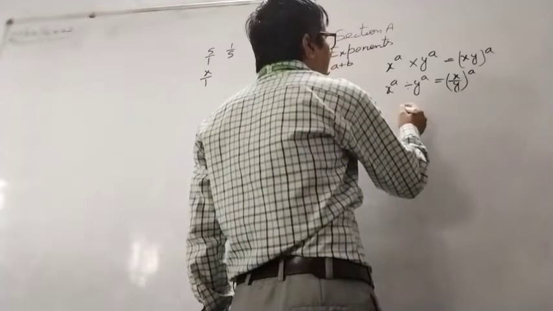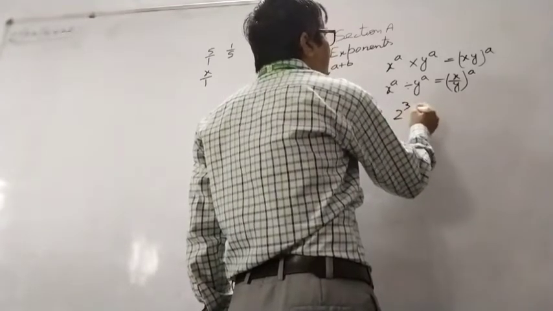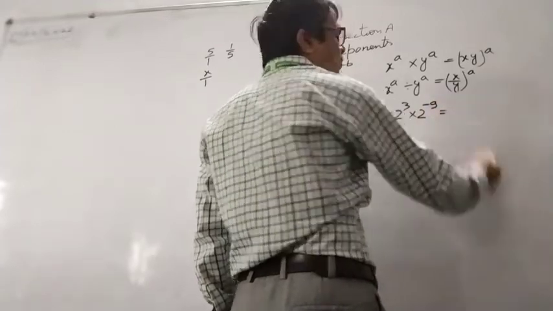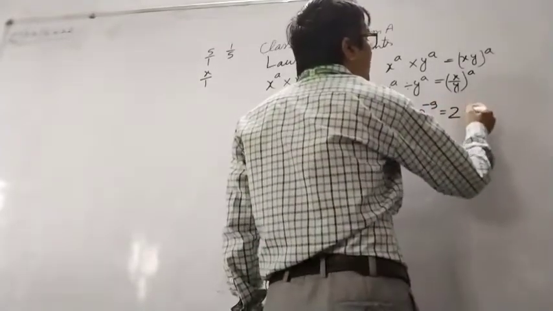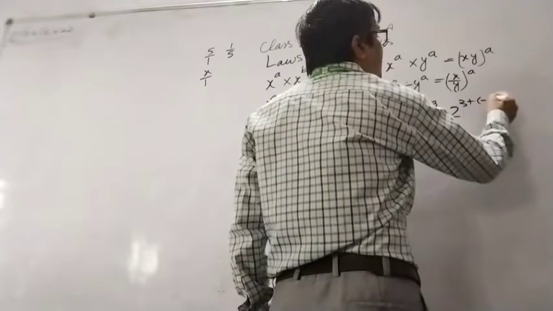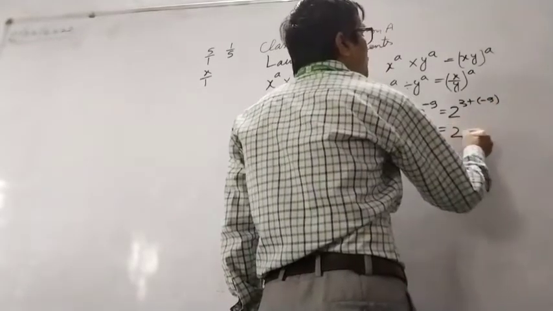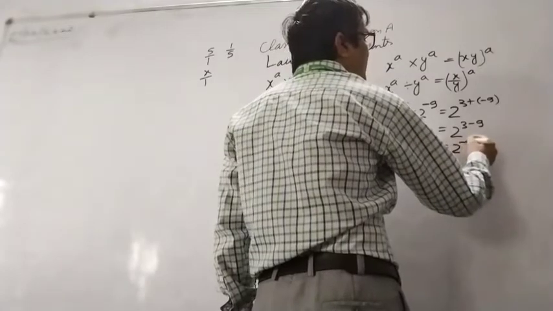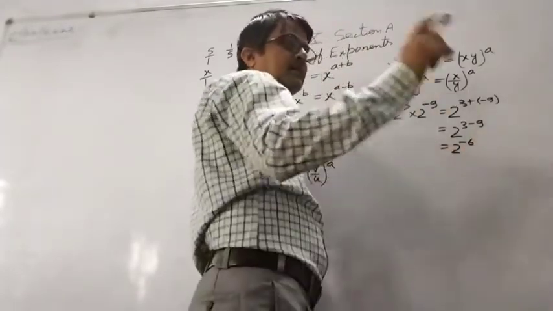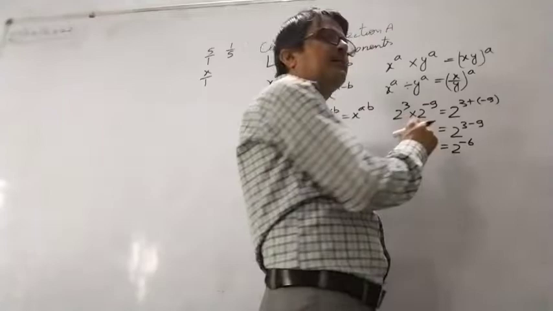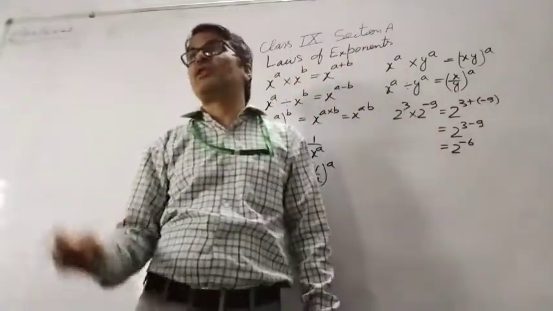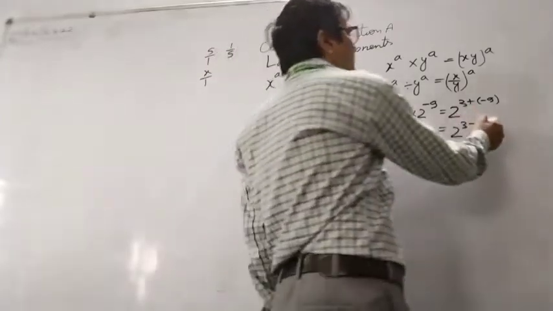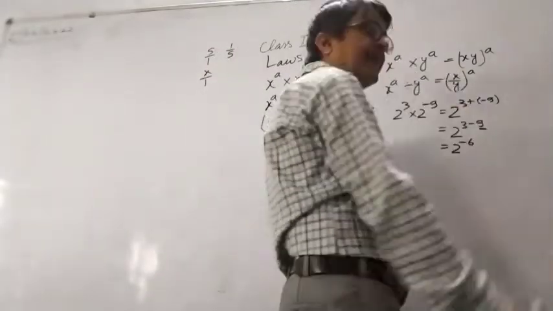Suppose it has been written 2 power 3 into 2 power minus 9. So what will it be? 2 power 3 plus minus 9, that is 2 power 3 minus 9, which is 2 power minus 6. Some students commit a mistake. They write 3 minus 9 is equal to 6. No, it is minus 6 because the larger number has a negative sign.